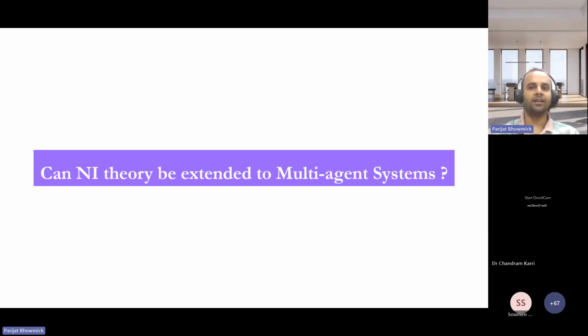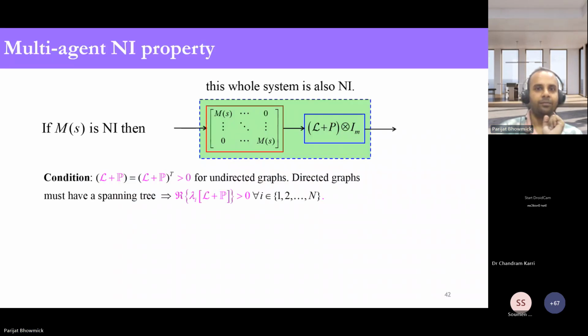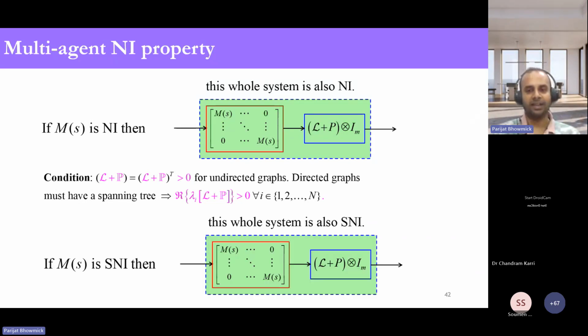But now the question is, since we have been dealing with the multi-agent system, can NI theory be extended to the multi-agent setting? That is a big question, right? This slide says yes, that is also possible. How? If a unit system is NI, suppose M is the dynamics of one agent, if that is NI, then the whole subsystem, that is this plant block together with the network block, will also retain the NI property. And if one unit is SNI, then the whole system will retain its SNI property. It can be proved theoretically.